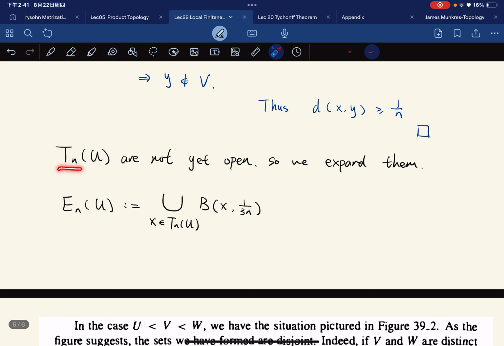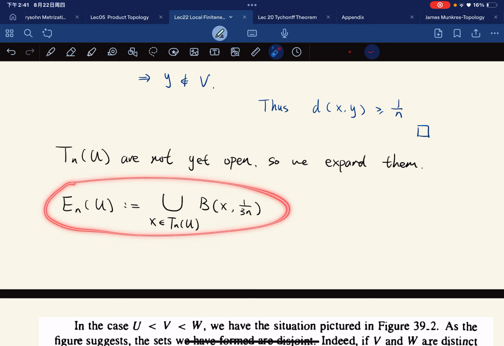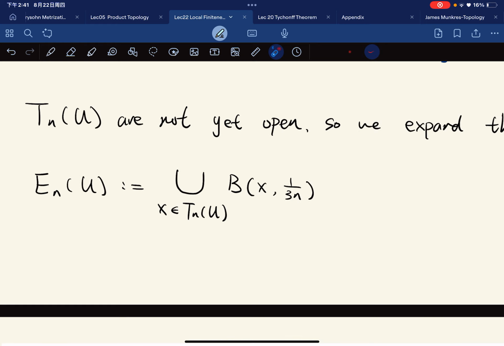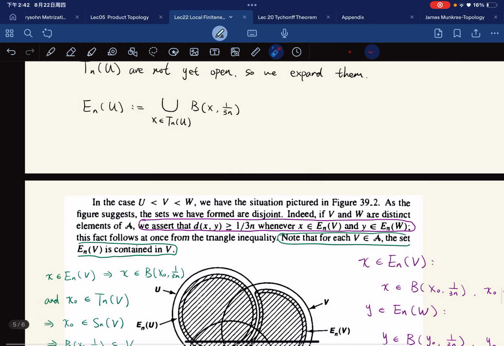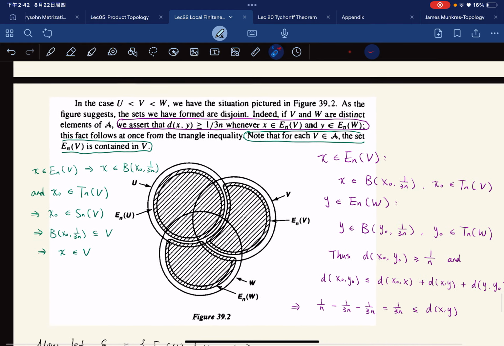But our T_n,U constructed are not yet open, so we want to expand them to make them open, but not expand it that much. So we're going to expand T_n,U to E_n,U, where E_n,U is the union of all the 1/3n balls of x for each x in T_n,U. So now we have another figure.